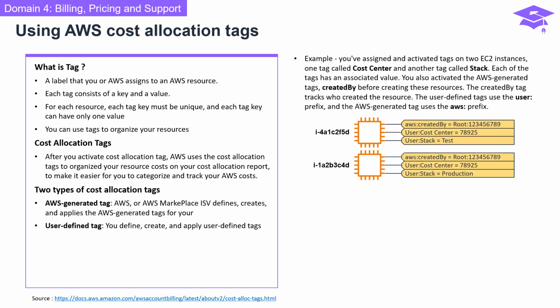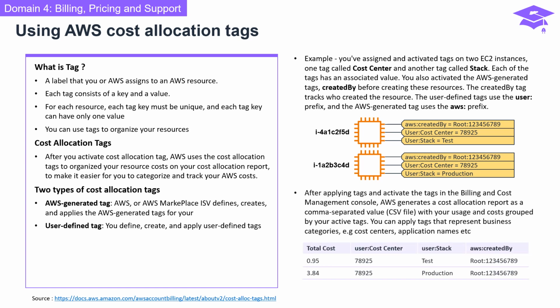Let's consider an example where you've assigned and activated tags on 2 EC2 instances, one tag called Cost Center, and another tag called Stack. Each tag has an associated value. Additionally, you've activated AWS generated tags like created by before creating these resources. The created by tag tracks who created the resource. User-defined tags use the user prefix, while AWS generated tags use the AWS prefix.